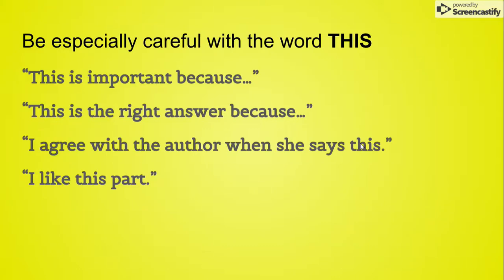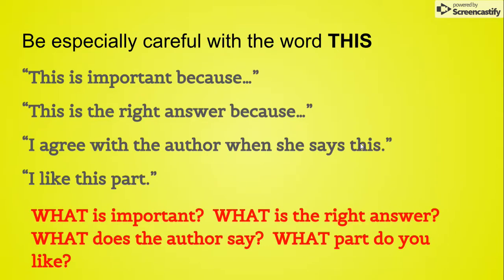What is this? And you'll see if you do this and you're writing, I'm going to write, what is this? When you use the word this, what are you talking about? Always repeat it, even if it feels weird, if you're not sure it's clear. What is important? What is the right answer? What does the author say? What part do you like? This is something that I notice especially common when you're talking about books you're reading and you say, this is important because, and you're talking about a quote in the book or something you read that you liked. Make sure you tell me what you're talking about.